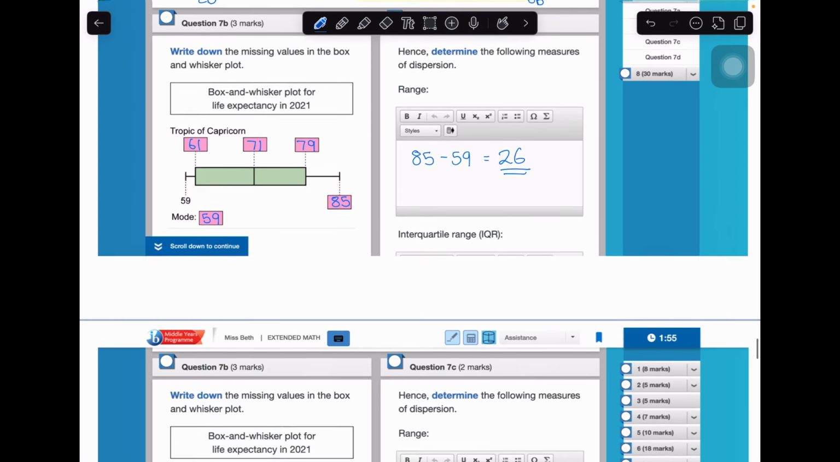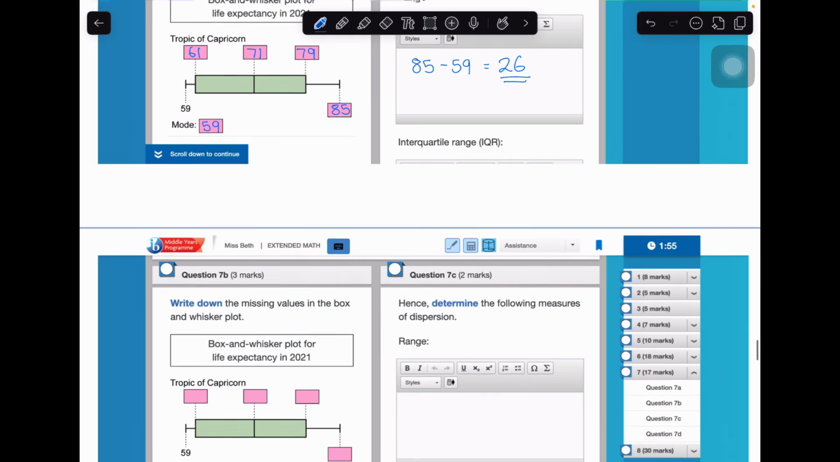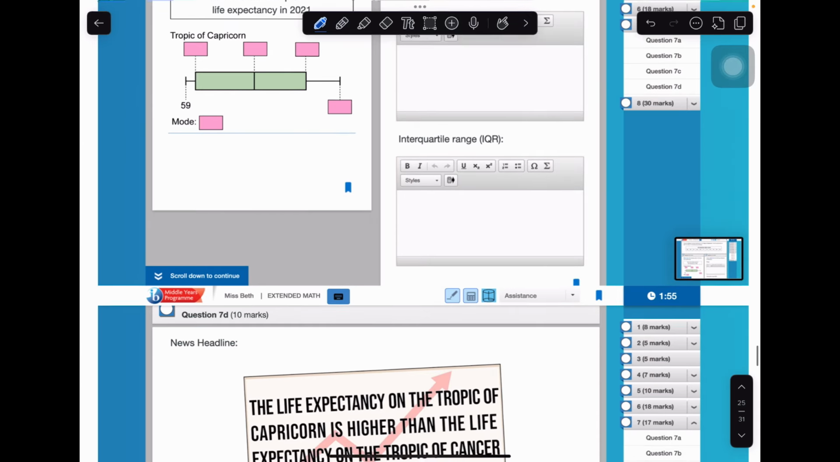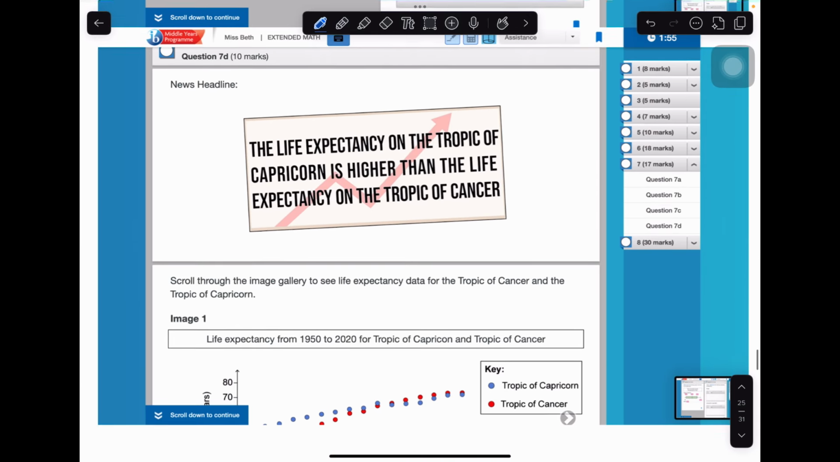Okay, for the interquartile range, let me just come down here a little bit. We should be subtracting the upper quartile, so 79, subtract 61, which is the lower quartile, to find the interquartile range. So that would be just 18. Okay, and then we are on to 7d.